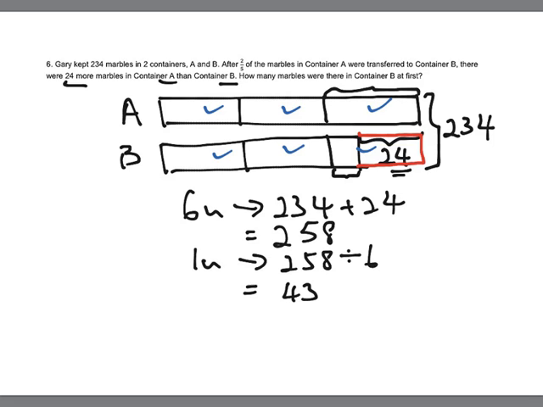Right? So what I'm looking for is this portion here because it's asking for the number of marbles in container B at first. So to get this would then be 43 minus this additional 24. My answer is 19, and that is the number of marbles that were in container B at first.